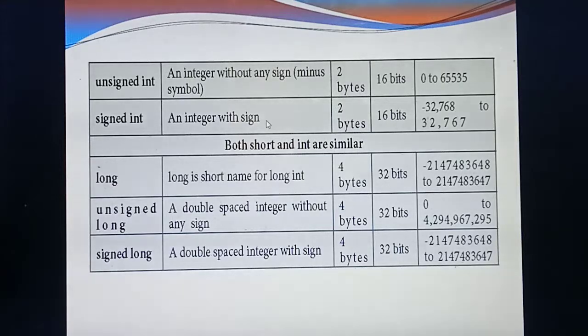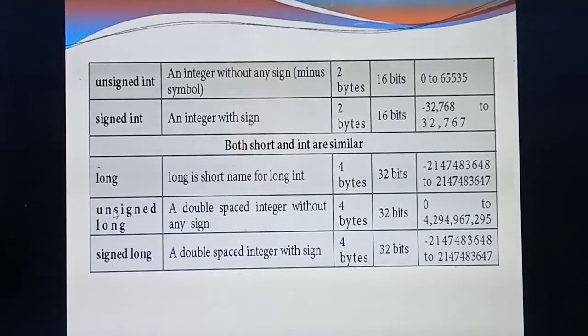Unsigned means an integer without sign, without minus sign. Signed means integer with a sign. Here also the storage capacity is how many bytes? 2 bytes. So both short and int are similar. Comparing other data types, both short and int are similar. This is an important question. Both short and int are similar.